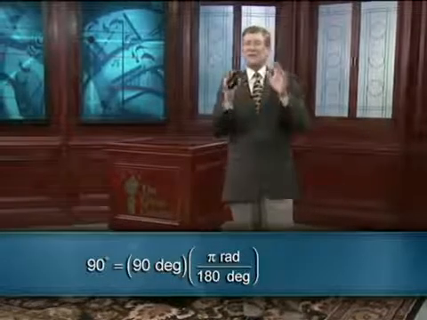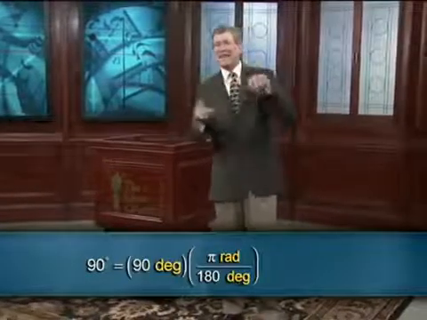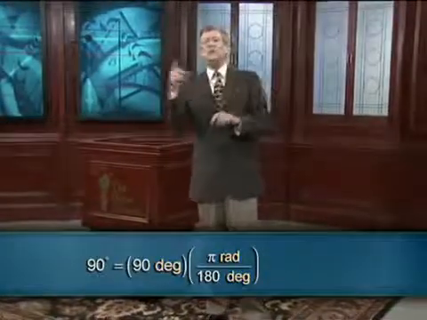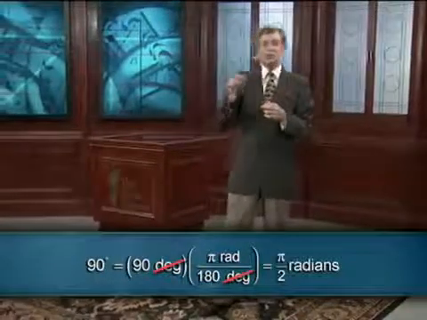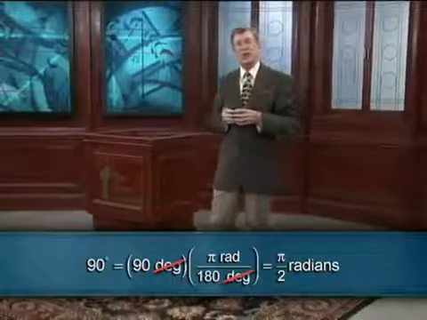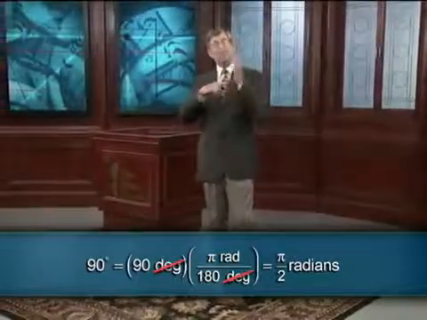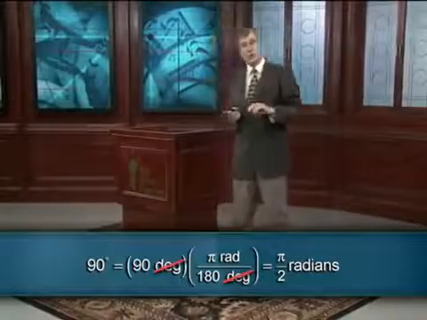And a little trick that I like to do, I like to put the units there. And then I see the cancellation of the units. The word degree cancels, and you're left with pi over 2. 90 over 180 is a half. So pi over 2 radians. So a 90 degree angle, a perpendicular, is 90 degrees or pi over 2 radians.